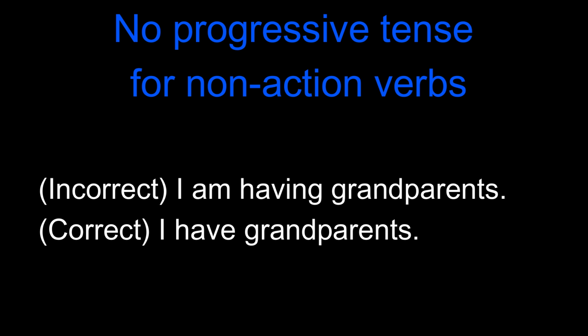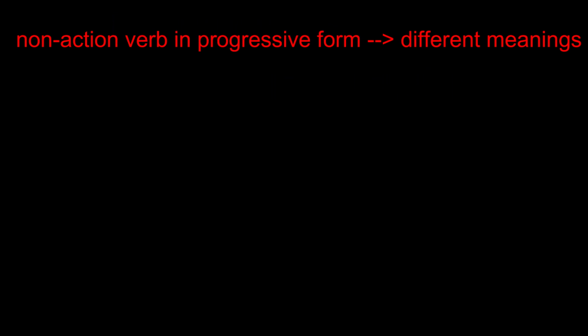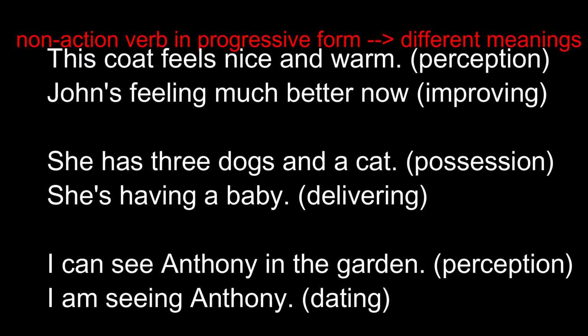When these verbs are used in a progressive form, they mean something different from the usual meaning. Compare the following sentences. This coat feels nice and warm. Perceiving quality. John's feeling much better now. Experiencing a change in health.